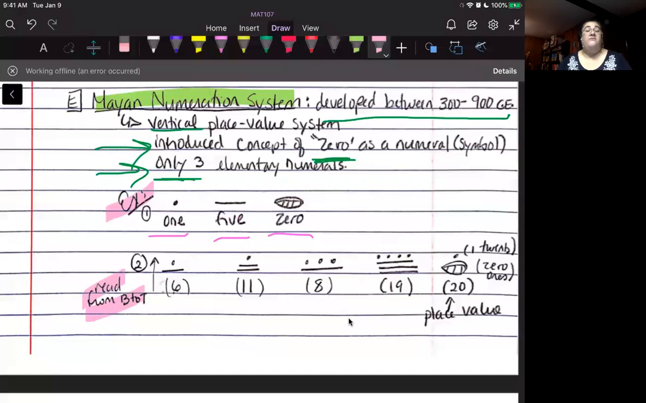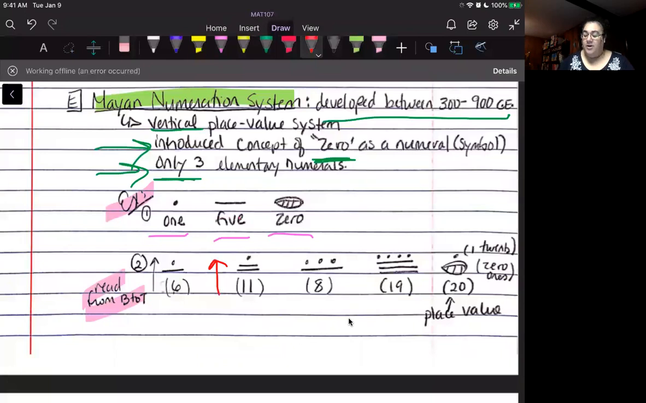So for example, if I wanted to write the number 6, I would write it like this. 5 and 1 is 6. The number 11 is 5 and 5 is 10 and 1 is 11. And we're always reading them from bottom to top. Now, that's not the only bottom to top though. Here's the next thing you have to remember. You can see the other examples here for 8 or 19 or 20.